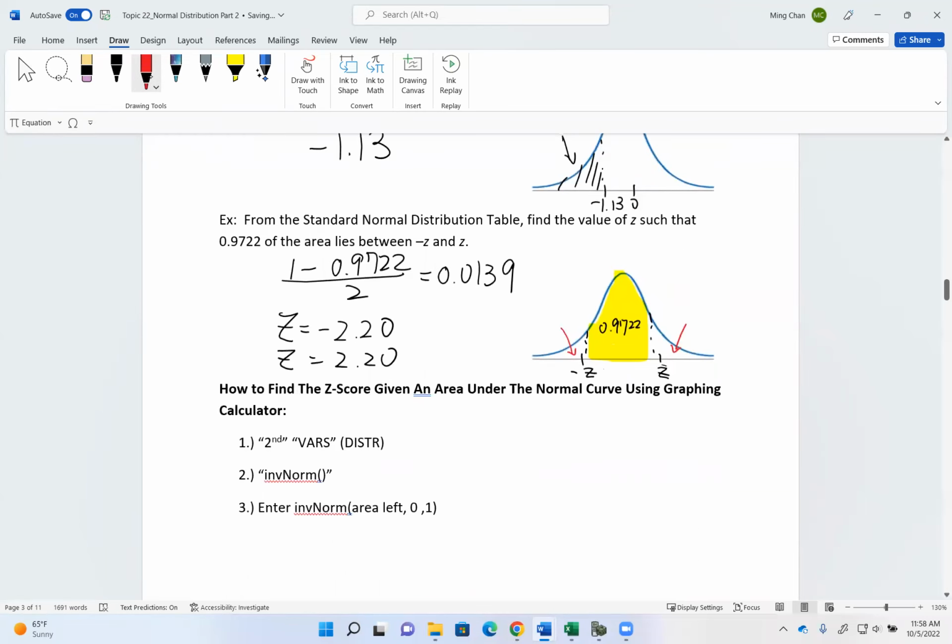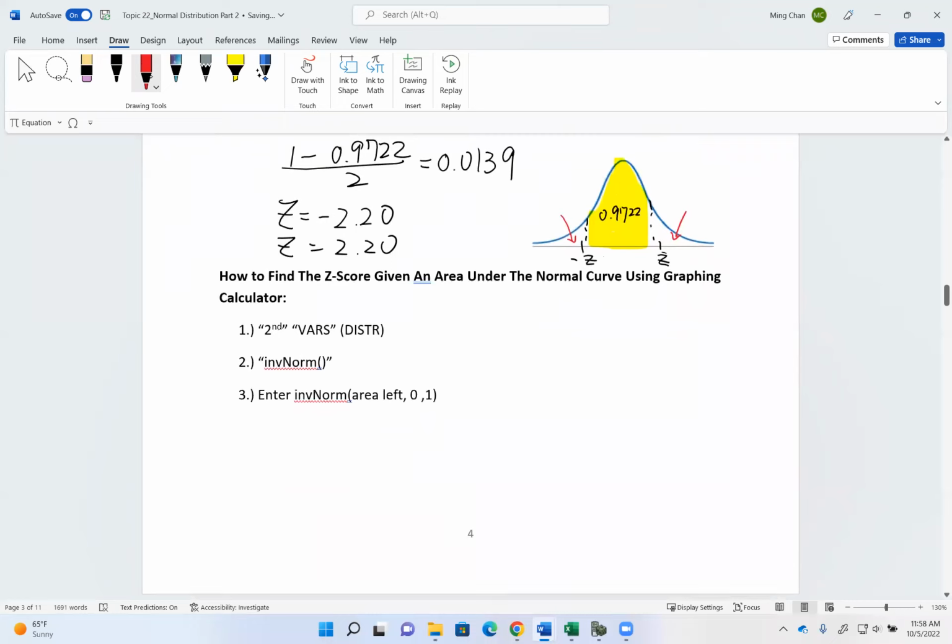Okay. So when it comes to using a calculator, it's a little bit quicker. On the calculator, we will go back to distribute again, second vars. This time we will use this thing called inverse norm. Inverse norm allows me to find the z-score. So normal CDF gives me the area to the left of a z-score. Inverse norm actually gives me the z-score.